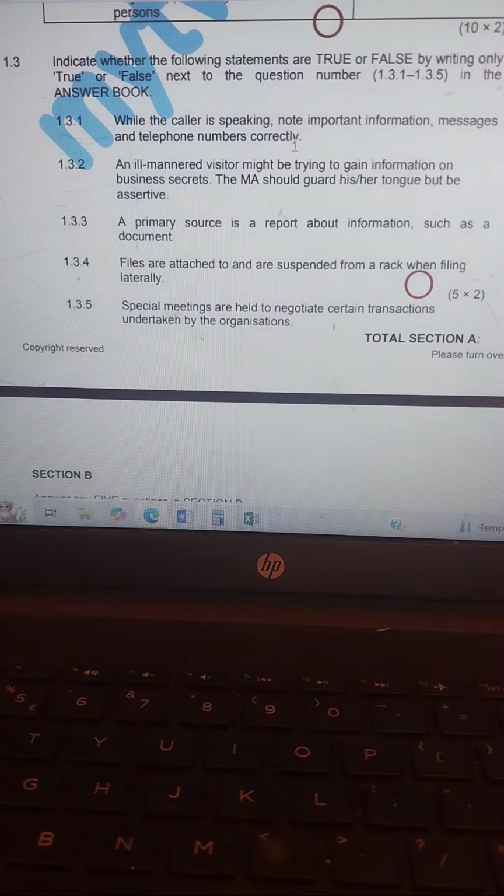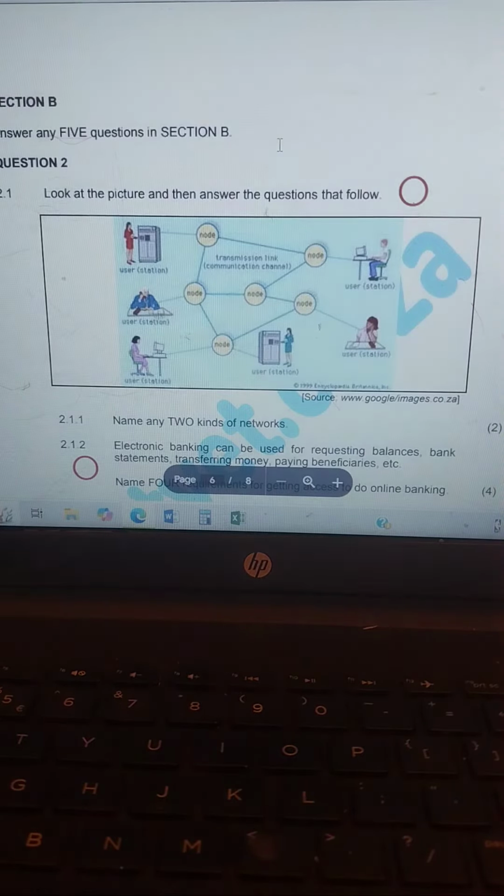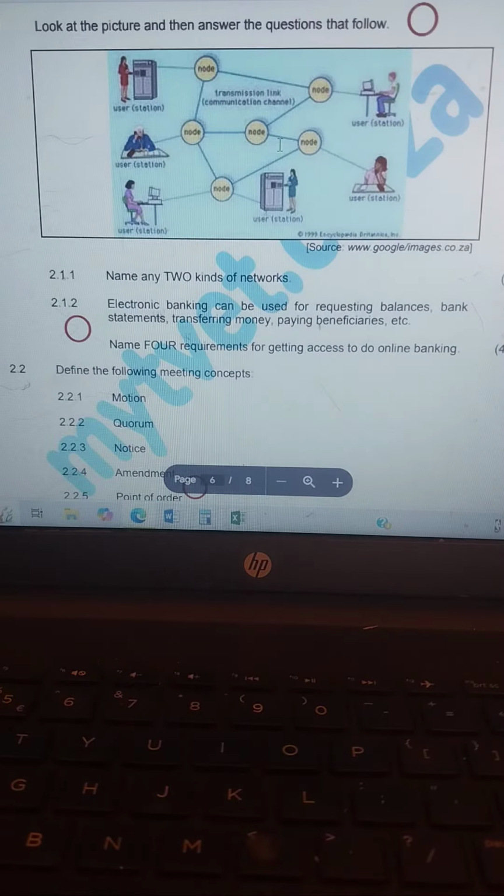Number 4, files are attached to and are suspended from a rack when filing laterally. Your answer there is true. Special meetings are held to negotiate certain transactions undertaken by the organization. Your answer there is false. Then we go to section B. Section B says answer only 5 questions, but I will answer every question. Question 2, look at the picture and then answer the questions that follow.